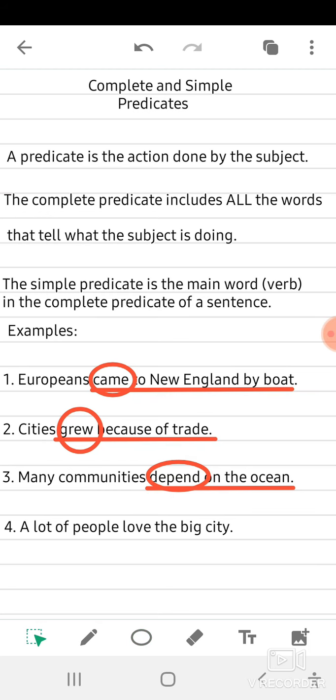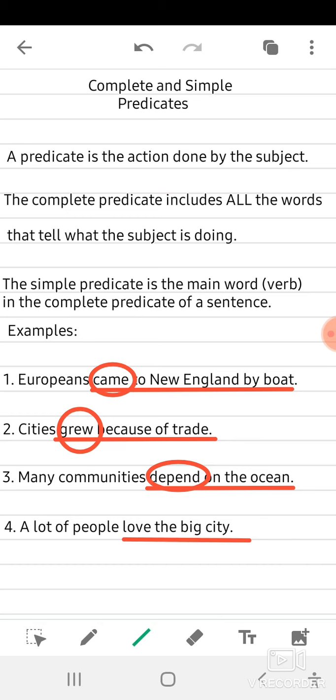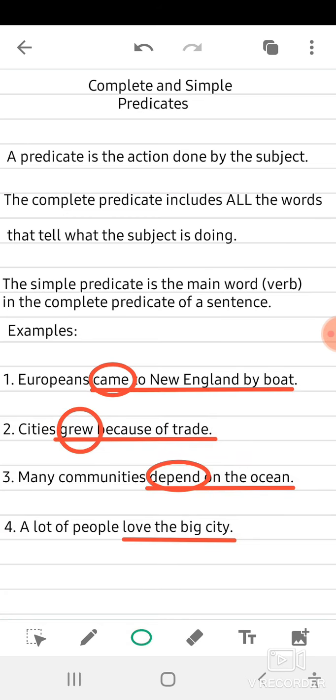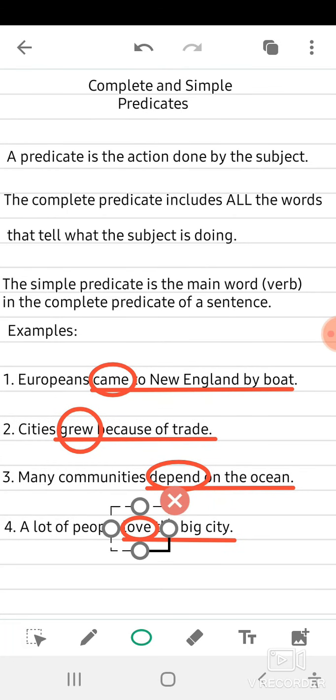Now, number 4, the last example. A lot of people love the big city. Who loves the big city? A lot of people. What did the people do? They love the big city. All right, so in this case, the complete predicate will be love the big city. What is the simple predicate? The main verb, in this case, it's love, okay? So we're gonna choose this one. I'm gonna write it over here, okay?